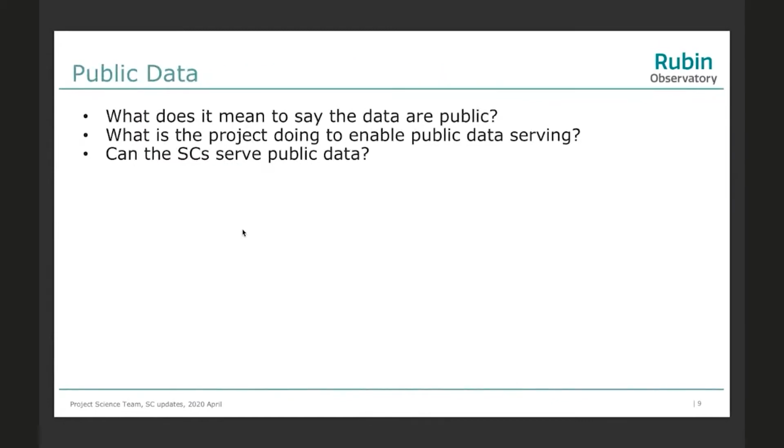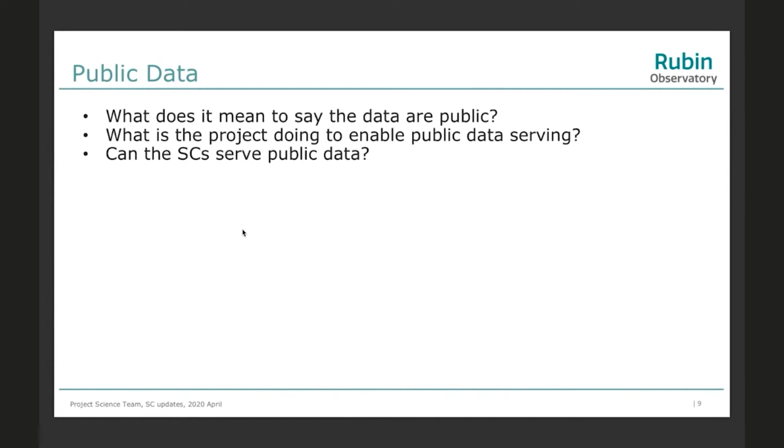Public data. What does it mean to say all the data are public? What is the project doing to enable public data serving? And can the science collaborations serve public data? So public data really right now means it's shareable. If you have data that has passed the proprietary period, there's no restriction on non-data rights holders seeing that data.